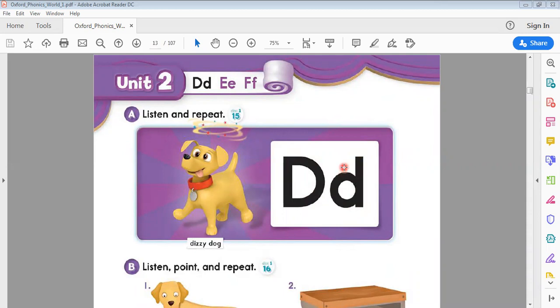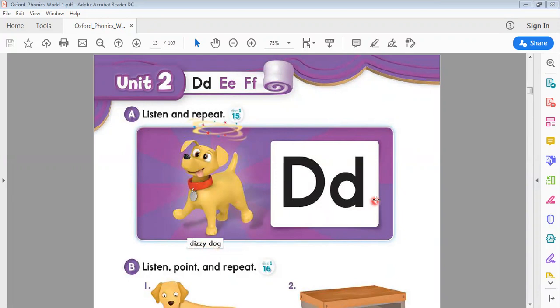Excellent. All right. Look at this picture. What can you see in this picture? Yes. It's a dog. D-d-dog. Can you say the sound with me? Come on, say it with me. D, d, d for dog. D, d, dog. Excellent. And look at this dog. He's a little bit dizzy. So, d, d, dizzy. D, d, dog. Dizzy, dog. D, d.